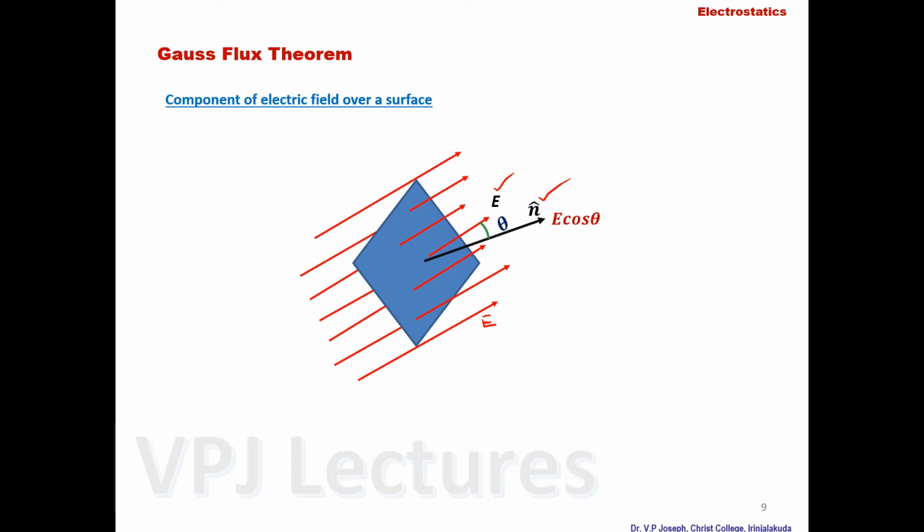Now we can take the component of electric field in the direction of area, and we can say that it is equal to E cos theta. The component of electric field in the direction of the area, or along the normal direction, is equal to E cos theta. Resolve the electric field into the normal and parallel components as E cos theta and E sin theta for this particular case, and the normal component of electric field is E cos theta.